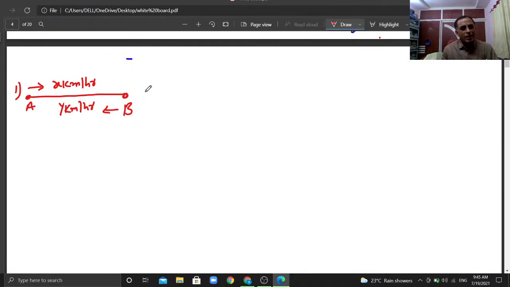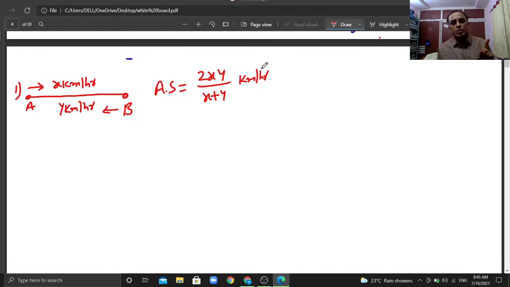Generally, the average of x and y is x plus y by 2. But here the average speed is not x plus y by 2. It is 2xy by x plus y kilometer per hour. The condition is that the person should travel two equal distances. Then the average speed is 2xy by x plus y.